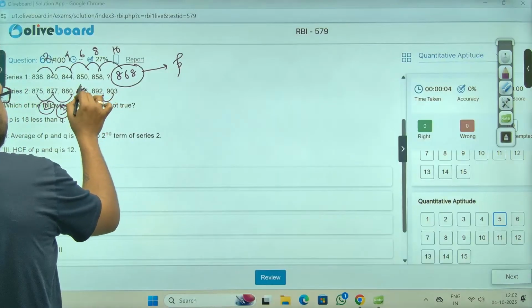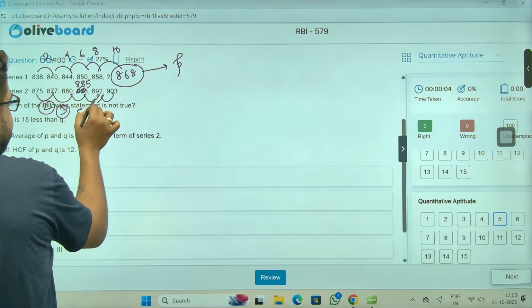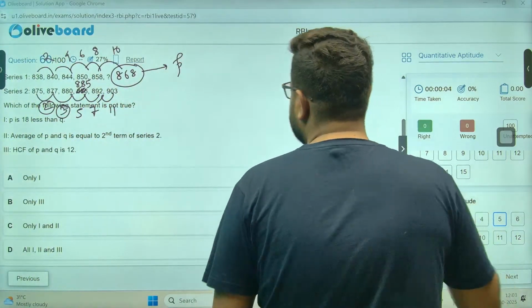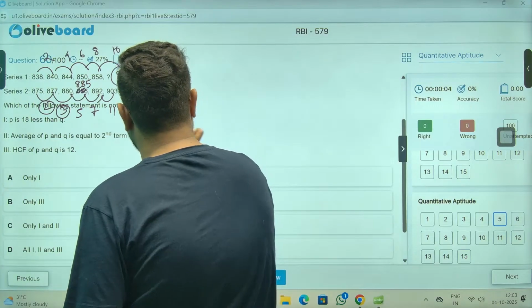So this has to be 885. So gap of 5, then gap of 7, then gap of 11. So you see it's a prime number series. So wrong term, here the Q value is 886. This is the wrong term.